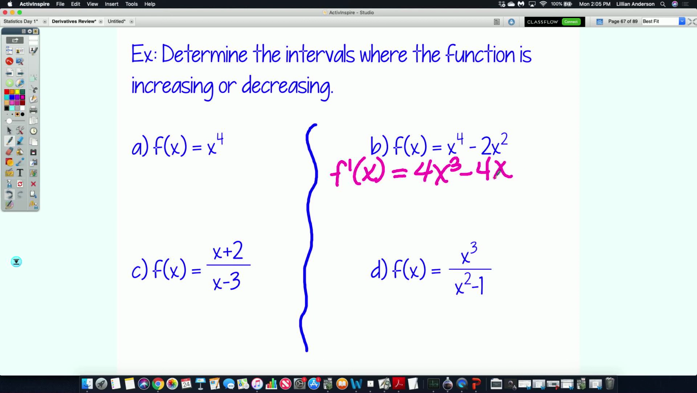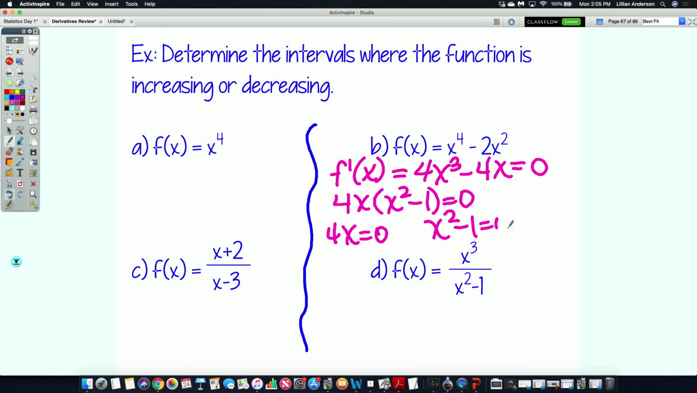So then you have to set that equal to 0. When you set it equal to 0, you need to go ahead and factor. There's a GCF of 4x, leaving you with x squared minus 1. Then you'll set both factors equal to 0. So that's 4x equals 0 and x squared minus 1 equals 0. So then you're going to have 3 critical points. Where are they located? 0, -1, and 1.